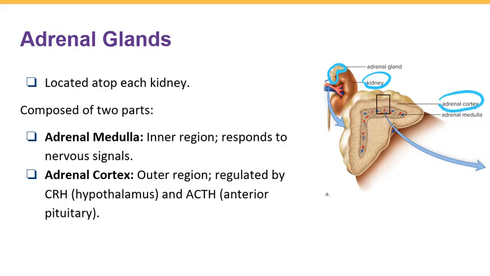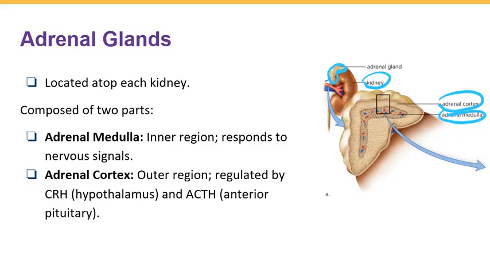The outer region is called adrenal cortex, and the inner region is called adrenal medulla. These regions are different in their structure and also in their function. Adrenal medulla, which is the inner region of the gland, responds to nervous signals and is part of the sympathetic nervous system, which is responsible for the body's fight or flight response. The adrenal cortex, which is the outer region of the adrenal gland, is controlled by the hypothalamus-pituitary axis.